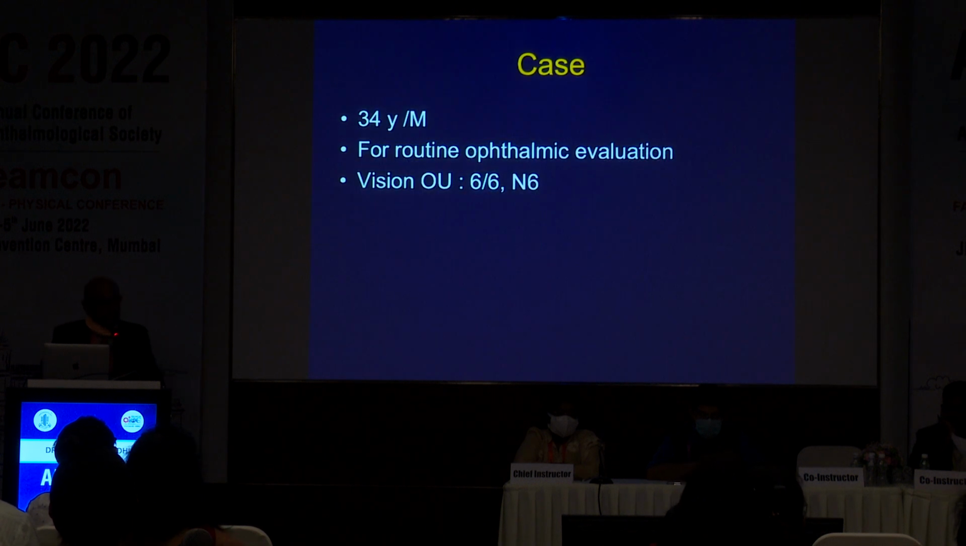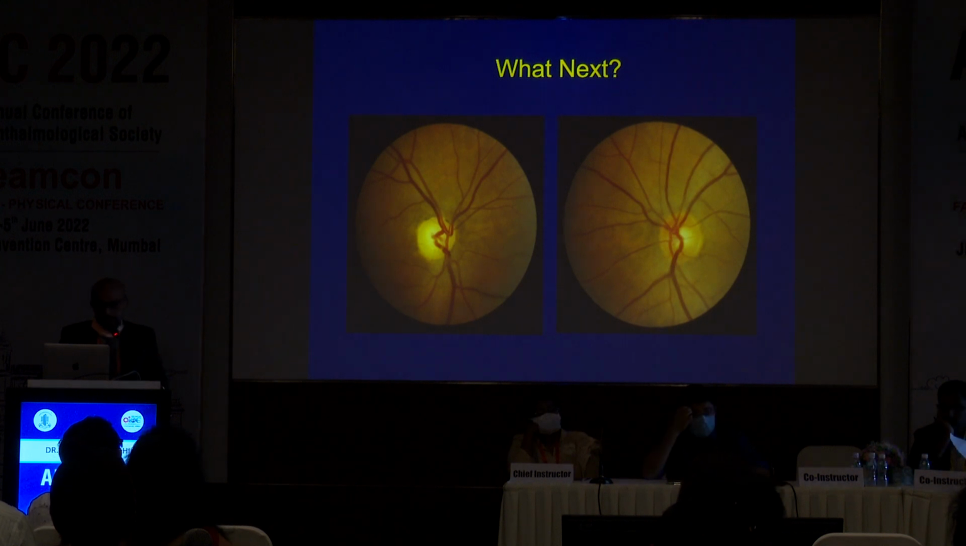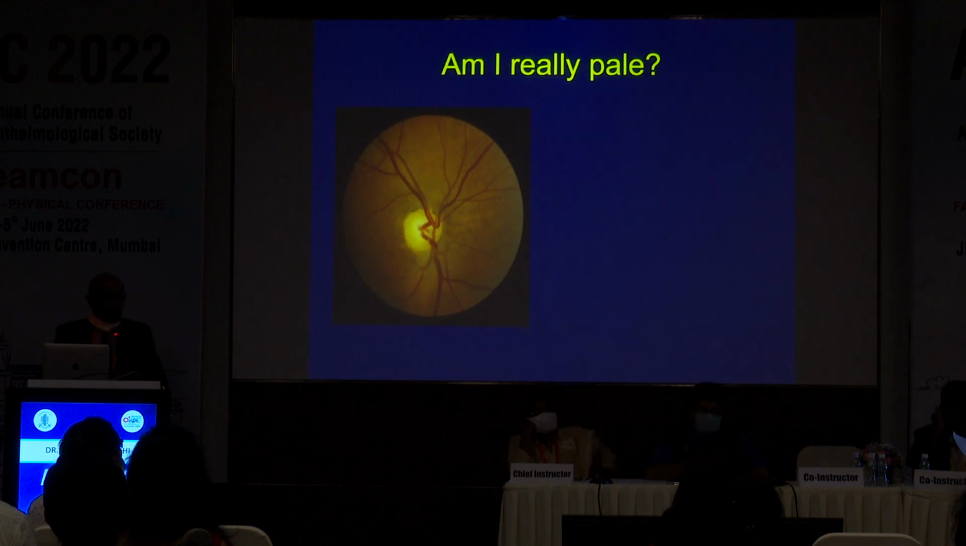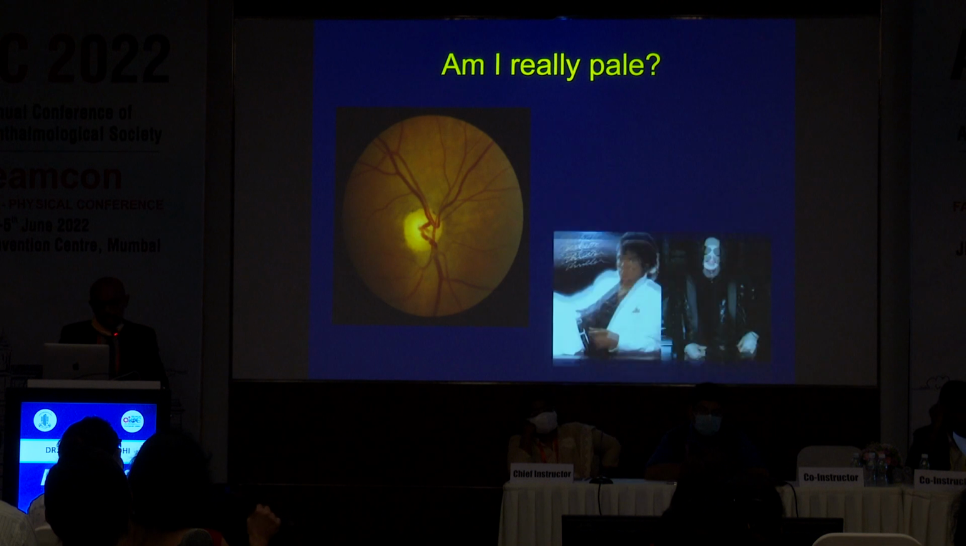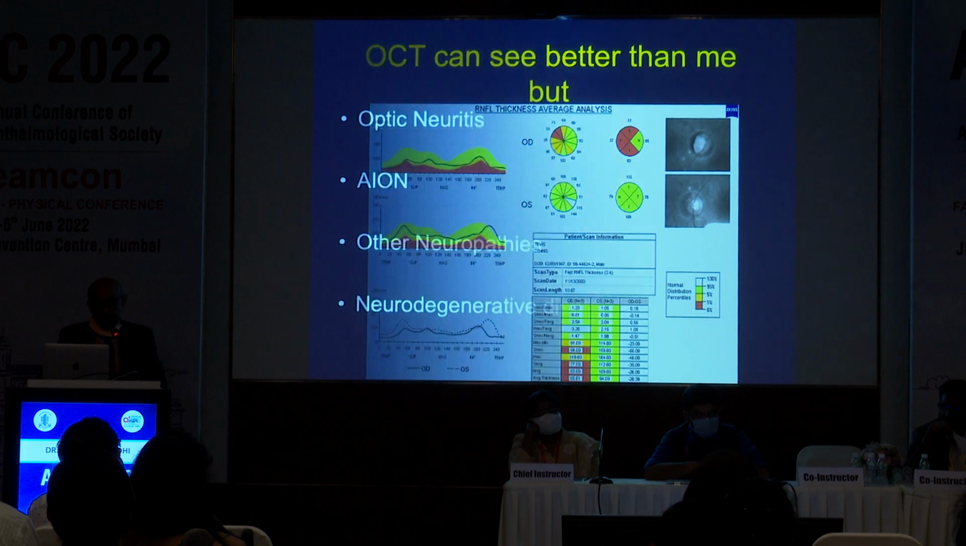The third application: somebody comes to you for routine ophthalmic evaluation, visual acuity is fine, but you find a disc which appears a little suspicious, as you see here in the patient. The right eye disc looks a little pale. So is it really pale? Do you need to chase? Probably OCT will give you a clue. If the nerve which appears pale has a significant loss of retinal nerve fiber, you know that maybe the pallor is significant.